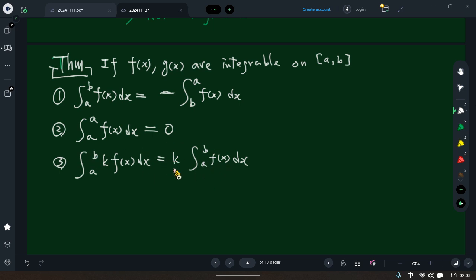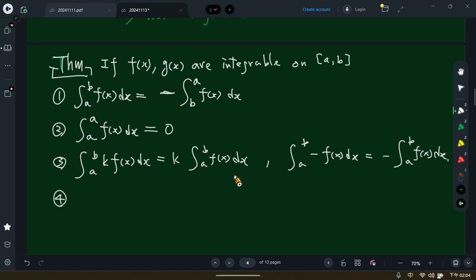Okay, so k, of course, we can just move it out of the summation. And of course, if we have this one, you can simply move minus out of the integral.